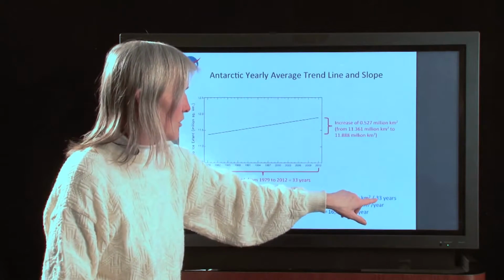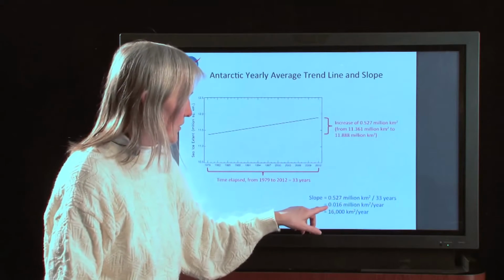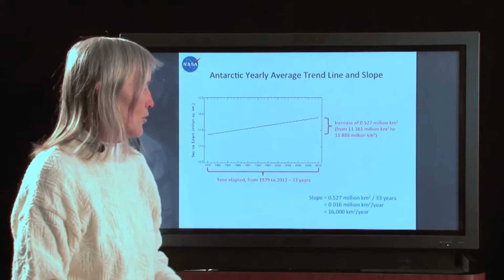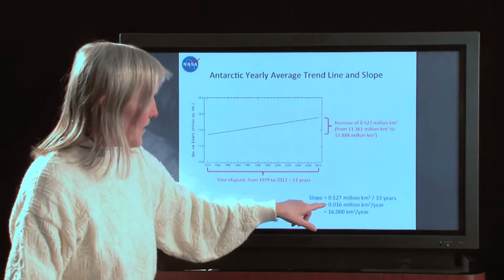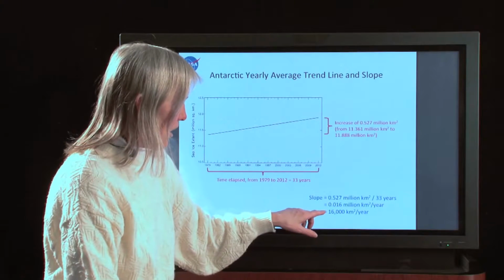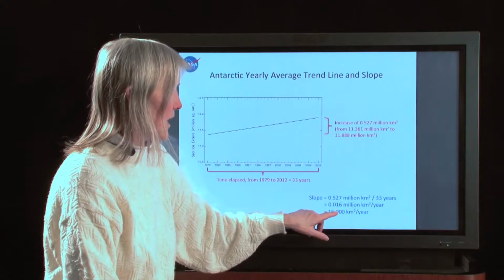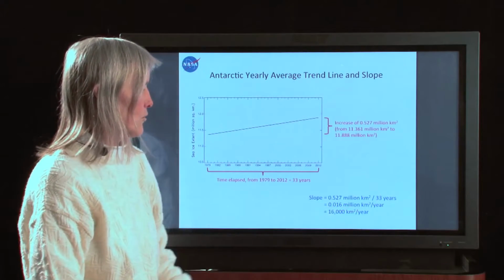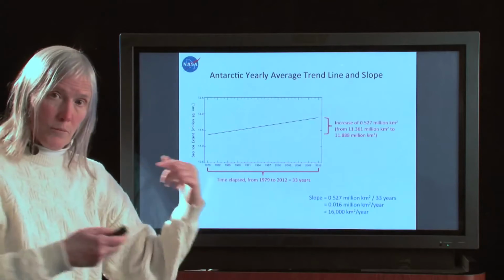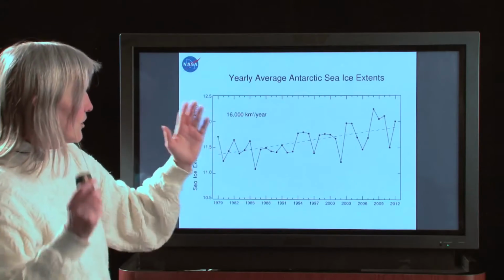So again, we're going to divide by 33 years, and when we do that division, it comes out 0.016 million square kilometers per year. So when we convert from million to regular, moving the decimal point over 6 places, we get 16,000 square kilometers per year. And so we use that value, put it on our plot to get our final plot for the Antarctic yearly averages.